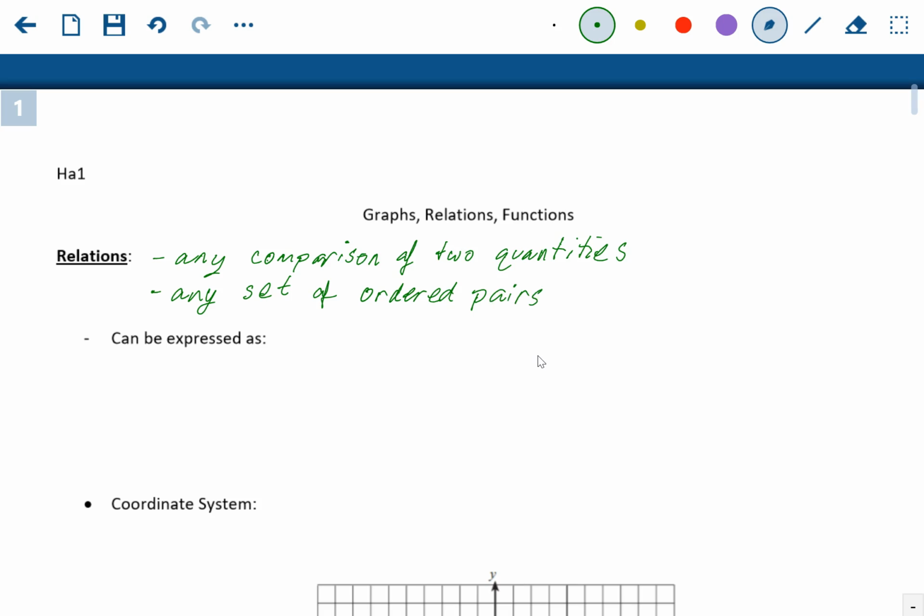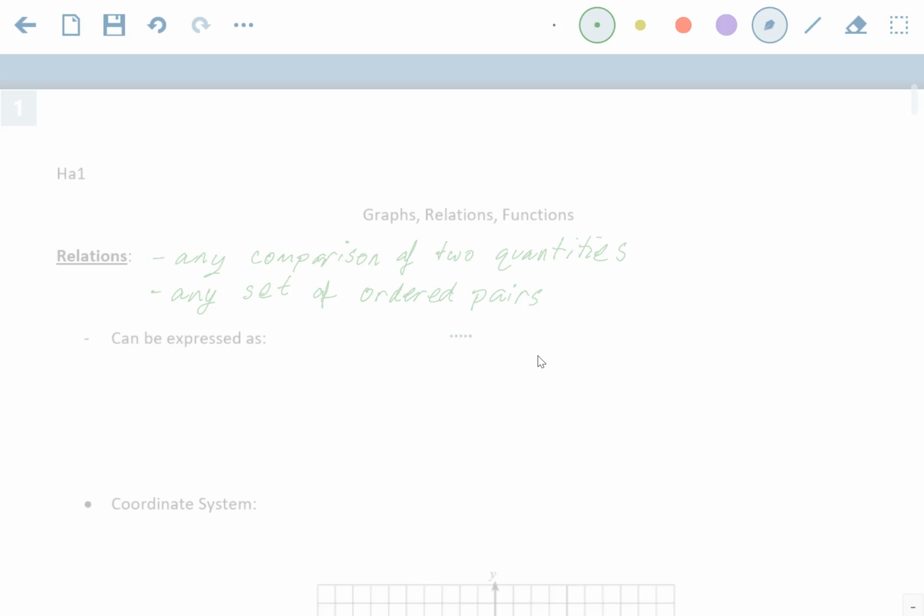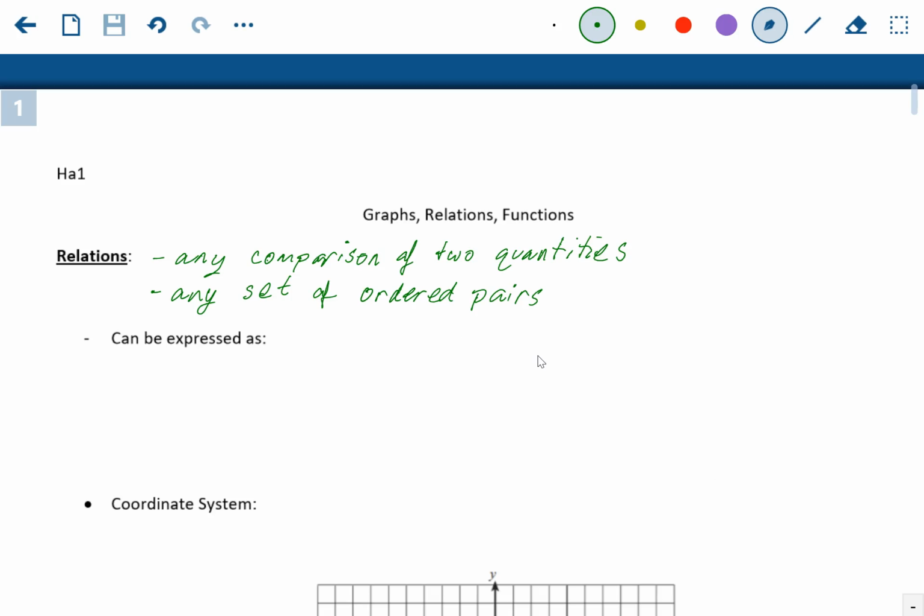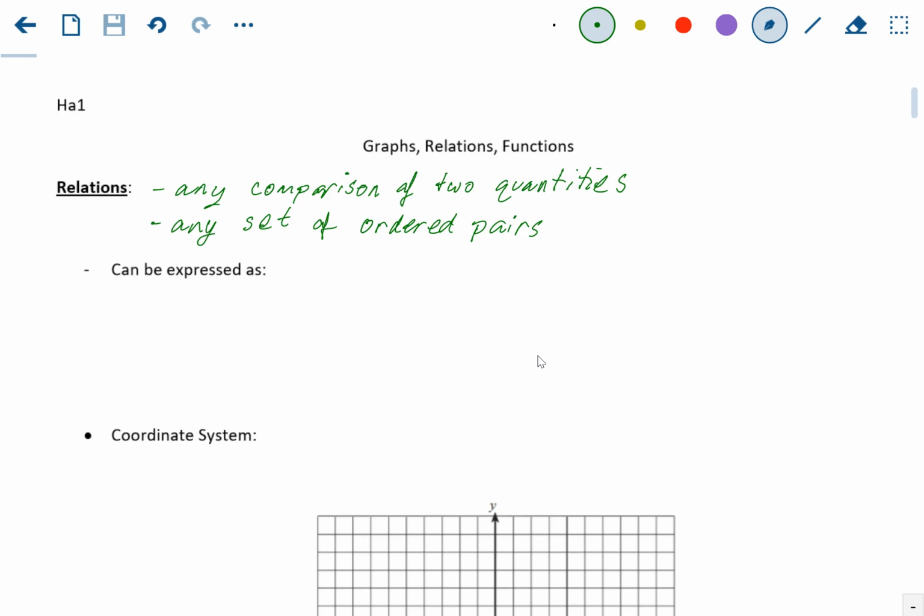All right, so again, that's a very broad definition. A relation is any set of ordered pairs. That covers a lot of things in math. Almost everything in math can be considered a relation. There's a couple ways that we express relations, meaning how we visually see it. The first way is what we already defined. You can list a relation as ordered pairs.